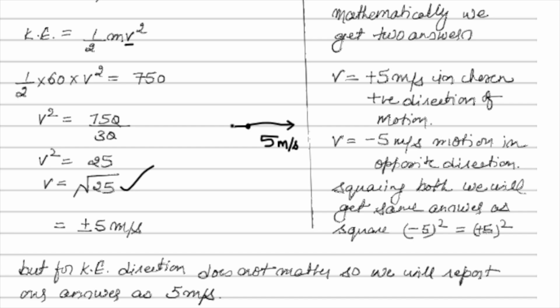But if you consider the direction here as minus 5, again we are getting the same kinetic energy because we'll square it, and while squaring the negative sign goes off. So that's why we are getting two answers here, positive or negative. But we will report the positive answer, 5 meter per second, for simplicity.